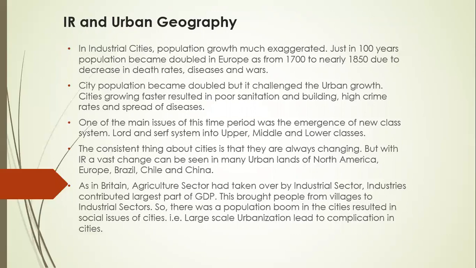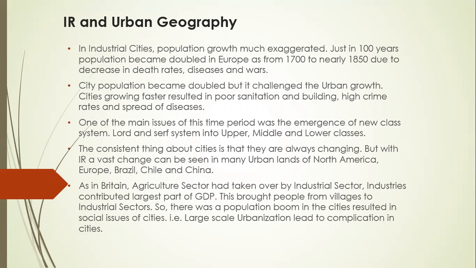The civic facilities of those cities were challenged. Cities were growing very fast, but it resulted in poor sanitation and building. There was a very high crime rate, and there was also the spread of diseases. But the main issue of that time period was the emergence of a new class system. In the agriculture sector, they had the lord and serf system, but it was changed. It was converted into upper, middle, and lower classes, where there was exploitation of the working class. But the consistent thing about cities is that they are always changing.